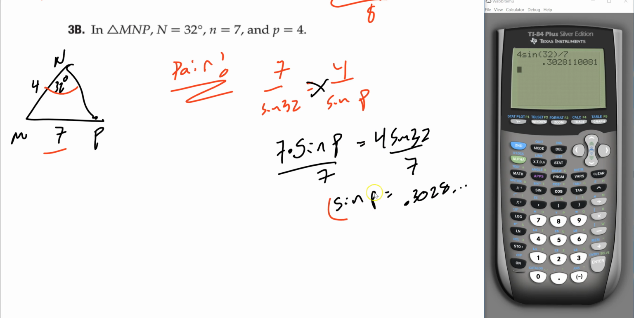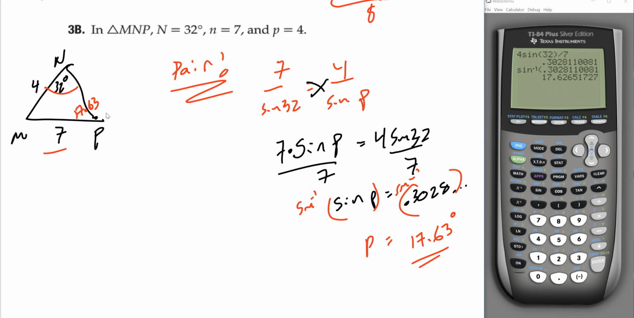We still have to get rid of the sine. Remember, the way you get rid of sine is to do sine inverse of both sides. So P equals sine inverse of this. Second sine, select my answer. I get 17.63. I like to do hundredths just to make sure. So that's my angle, keep that in mind. P is 17.63.